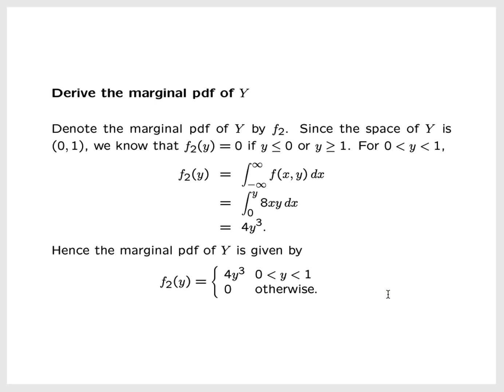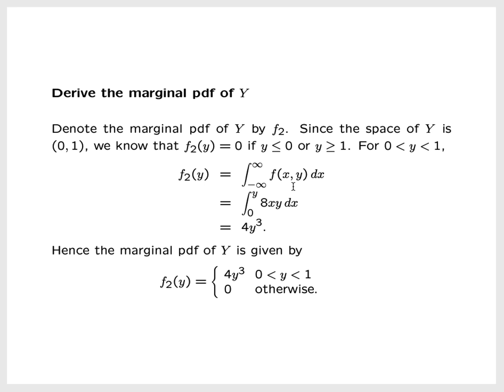Okay, now let's derive the marginal PDF of y. We'll denote it by f sub 2. Again, since the space of y is the unit interval, for values of y outside of that interval, this marginal PDF of y is going to evaluate to 0. For values of y greater than 0 and less than 1, we obtain the marginal PDF of y by integrating the joint PDF with respect to x over the entire real line.